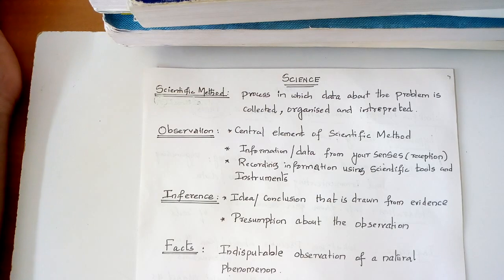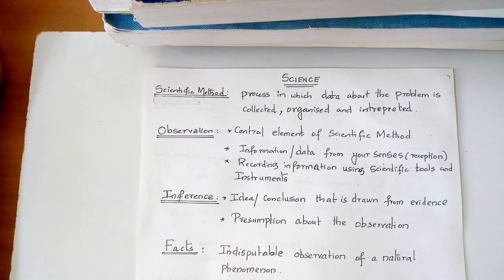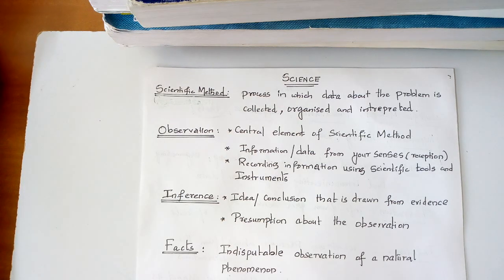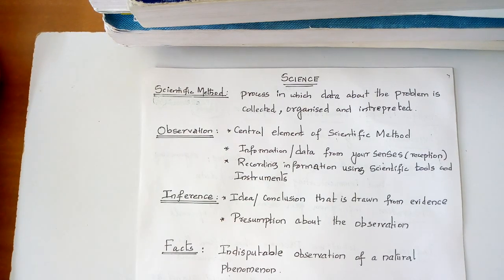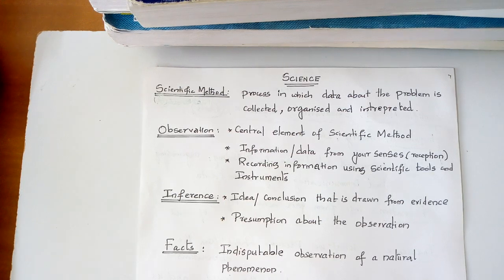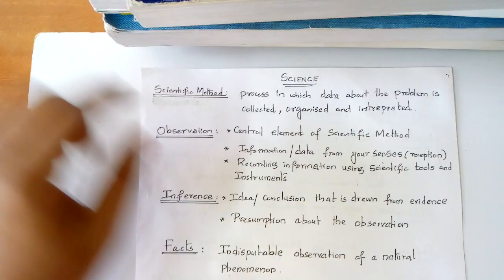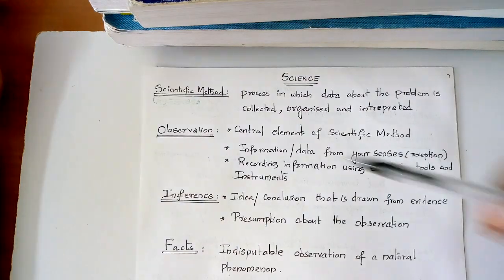So the first one, actually, we are going to discuss the scientific method, because in most cases, in common parlance, we have this confusion about the scientific method, observation, inference, facts, hypothesis, theory, and law. All will be mixed together and treated the same way. But actually, there is a difference between each and every terminology that we use in science. So first, we're going to see the scientific method.